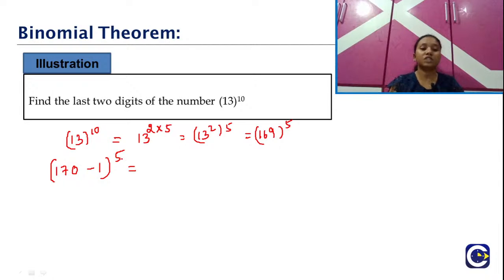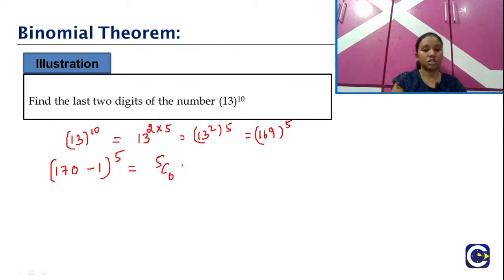So here the power is 5, which means we'll be having only 6 terms in this expansion. It's the easiest one, guys, because the number of terms will be very, very less here. So let's just do the expansion.